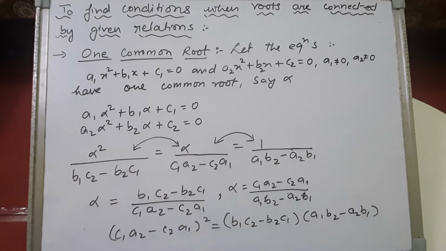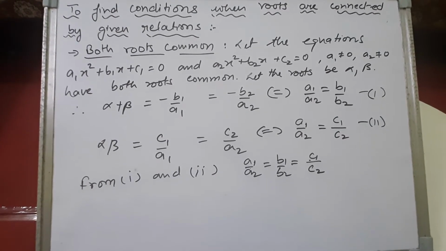When we equate these two values, we'll get the condition as (c1 a2 minus c2 a1) the whole square equals (b1 c2 minus b2 c1) in bracket into (a1 b2 minus a2 b1) in bracket. So this is the condition for the two given quadratic equations to have one root common. Alright children, note down this much first.